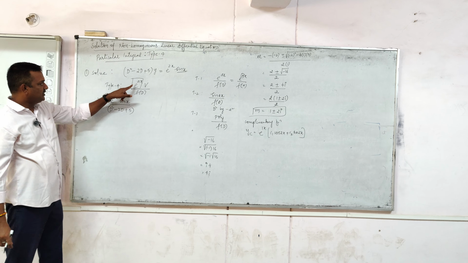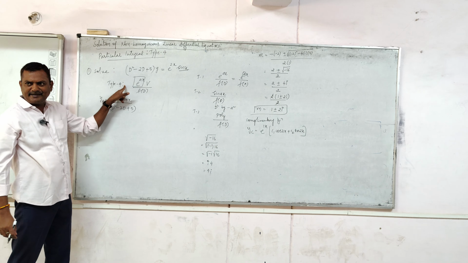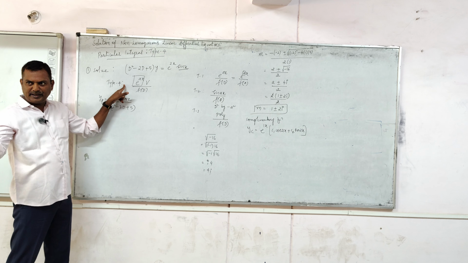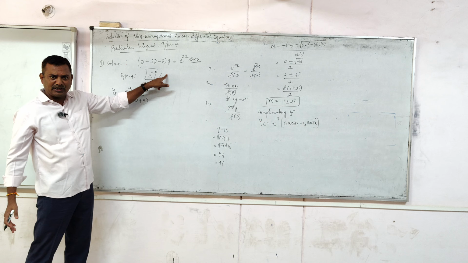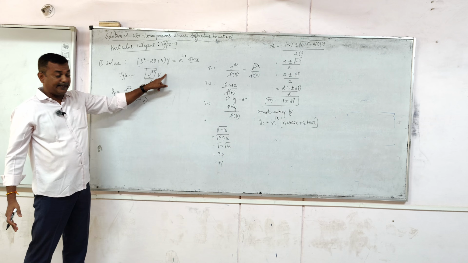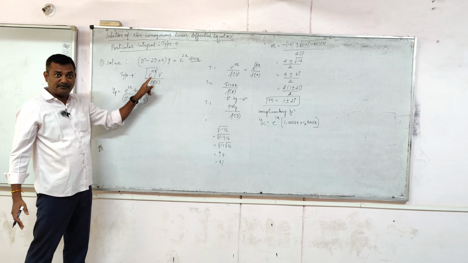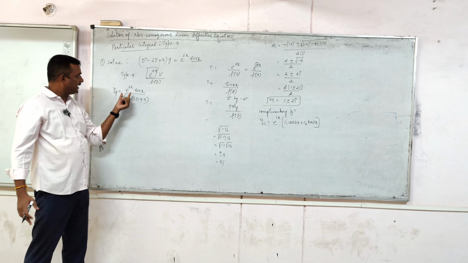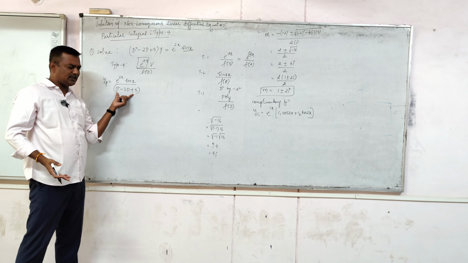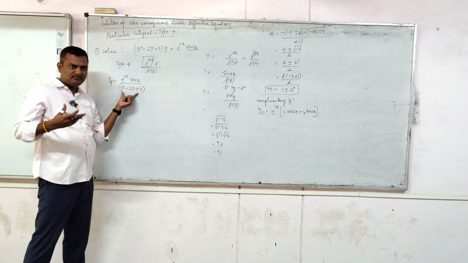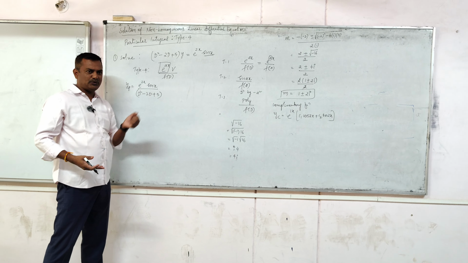Look at this. This is the same as the type 4 example. What is the type 4 example? You should have that in mind: exponential into function of x, divided by function of d. Exponential into function of x is what? Trigonometry. Divided by function of d, which is d square minus 2d plus 5.